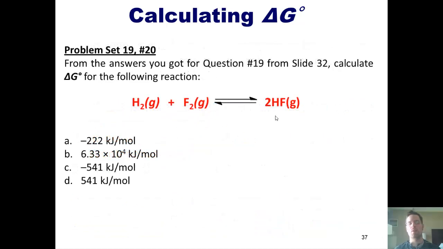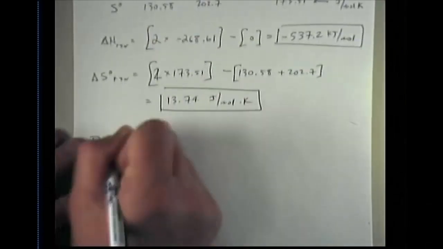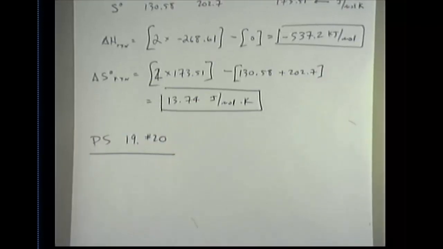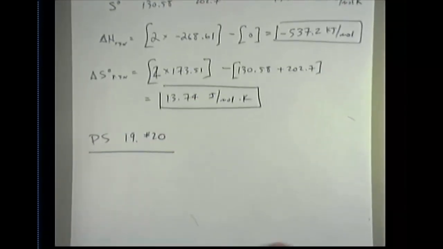This brings us to question number 20 from our problem set. From the answers that you got in question 19 from our earlier slide, calculate the delta G for the following reaction. Once again, I'm going to address this by showing you guys some pre-recorded footage from our doc cam. If we look at the next problem in our series, it asks us to use the values that we just barely calculated to determine delta G for the same reaction.